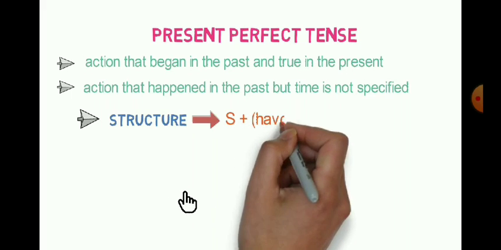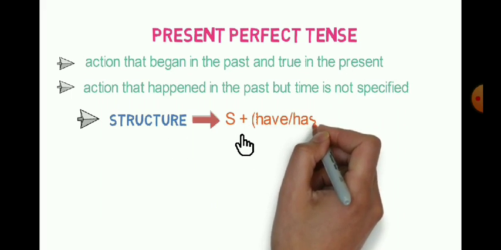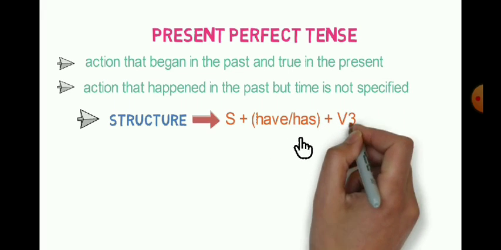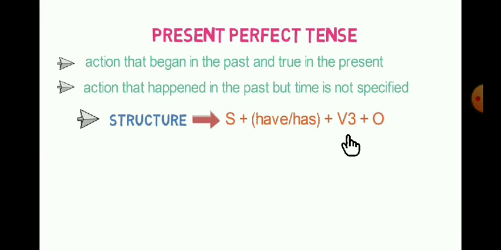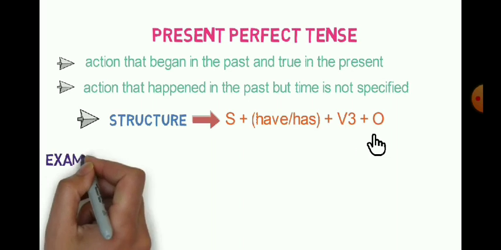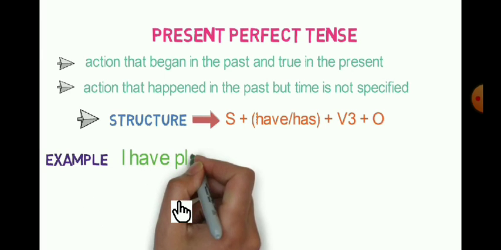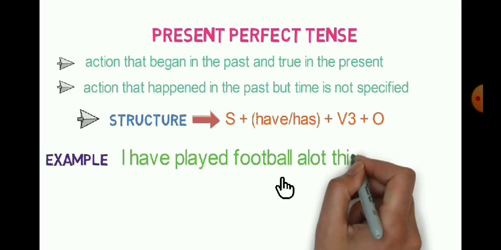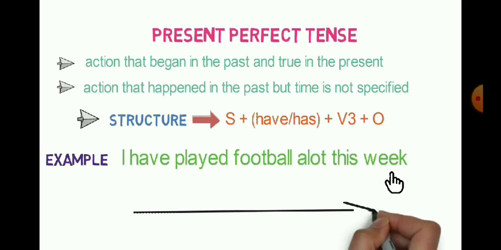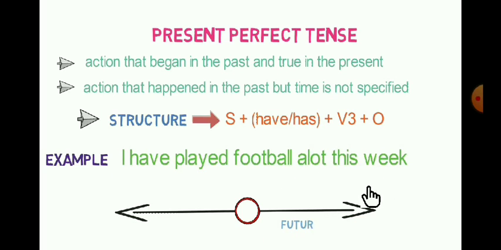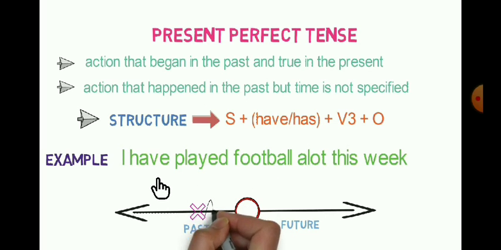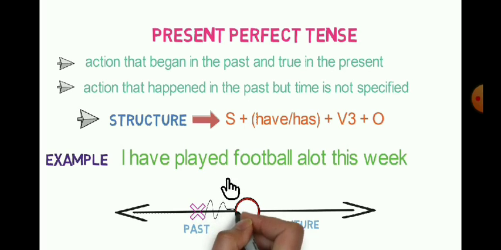All right, what is the sentence structure? Subject plus have or has plus verb in the form of three, the past participle, plus object. Understood? So here we have an example for the sentence structure: I have played football a lot this week. I plus have plus played football. Subject plus have, played football.